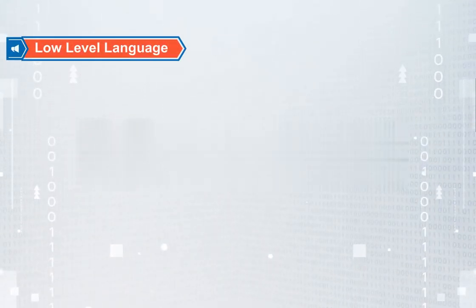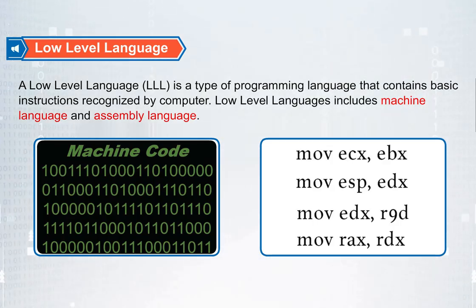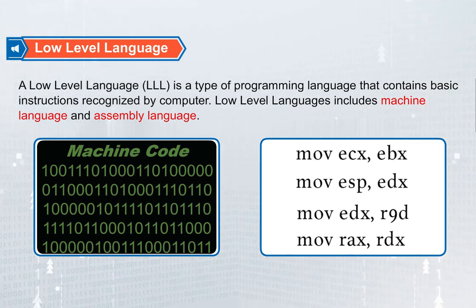Low-level language. A low-level language, LLL, is a type of programming language that contains basic instructions recognized by the computer. Low-level languages include machine language and assembly language.